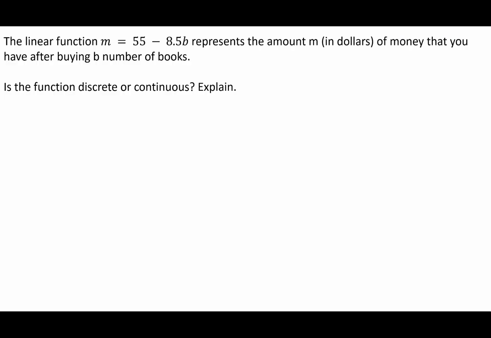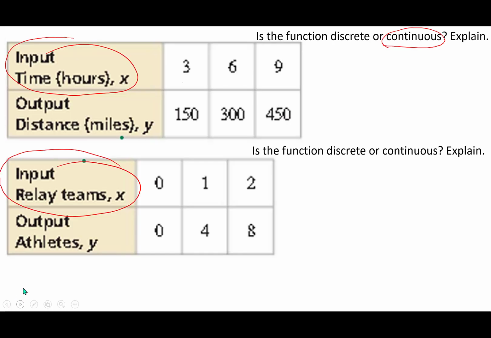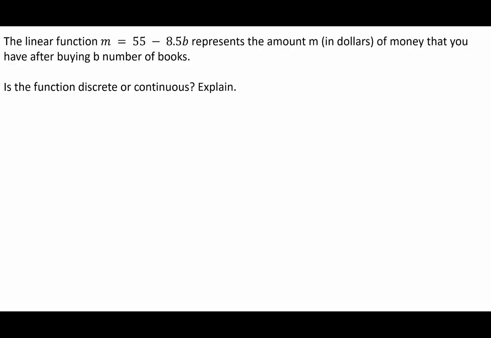But on the second one down here, we're looking at the number of relay teams. So this is discrete. I can't have half a team, right? So this is a number of something. So discrete will be counted, and that's one way to look at it.